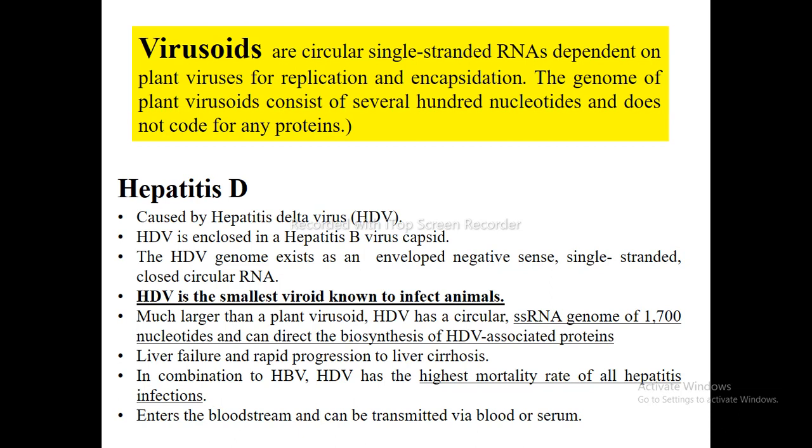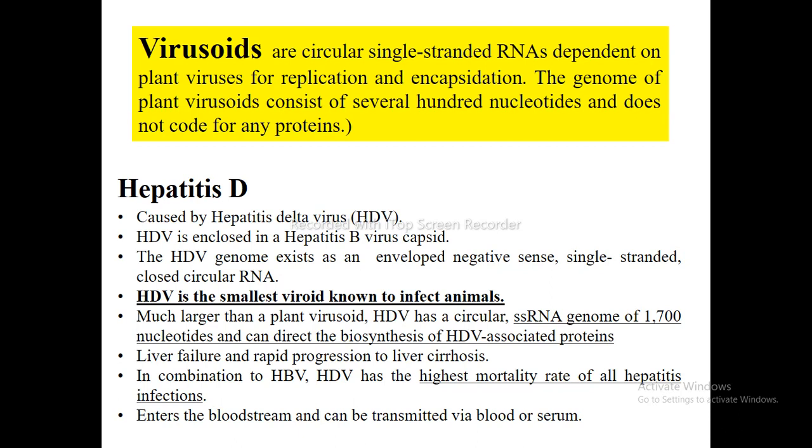Now, a viroid that infects animal cells is HDV. HDV viroid is encapsulated in the hepatitis B virus, and it is a negative sense single-stranded closed circular RNA genome. The ssRNA genome of this viroid consists of 1700 nucleotides, and it can direct the biosynthesis of some HDV associated proteins.